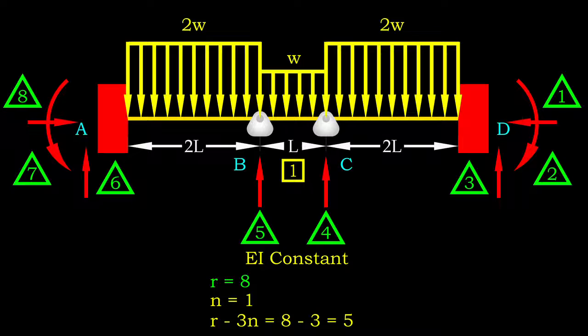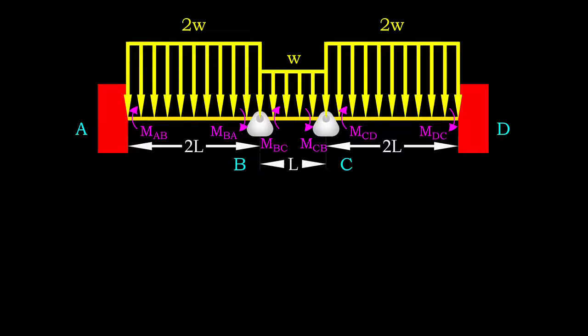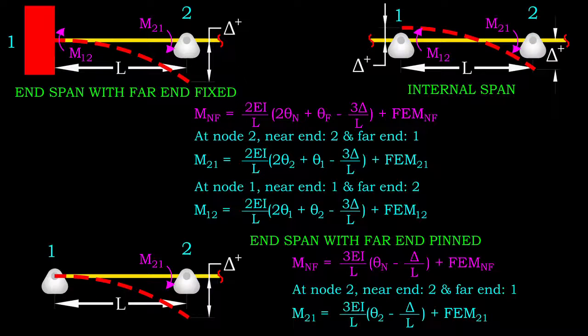Let's get started. First, we set the moment in clockwise direction as positive. Then, for each span, we assume its internal moments are acting in the positive direction. Up next, we need to choose the suitable slope-deflection equation to aid us in analysis.